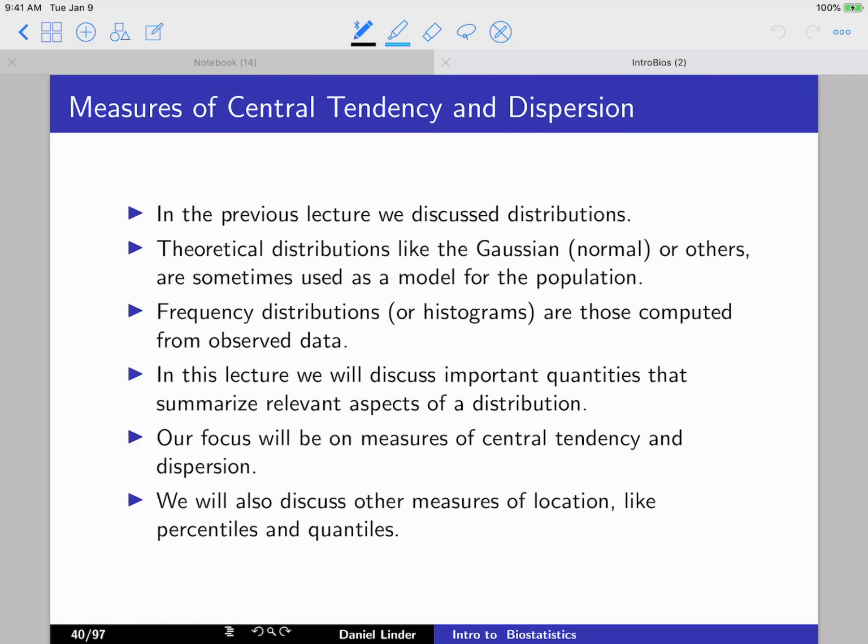So to start out, theoretical distributions like the Gaussian or others are sometimes used as models for the population. Frequency distributions or histograms are those that we'll compute from observed data. And in this lecture we're going to talk about the important quantities that summarize relevant aspects of a distribution. And like I said, our focus will be on measures of central tendency and dispersion, although we will talk about some measures of location like percentiles and quantiles at the end.